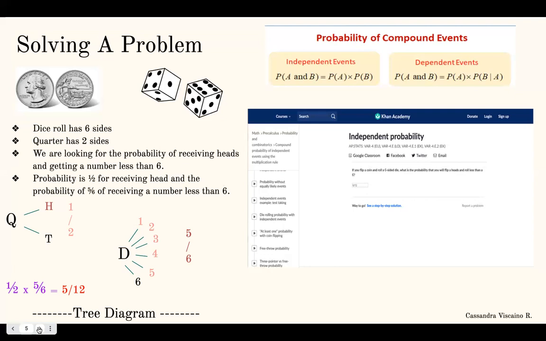So now we're going to use our independent events equation, which is the probability of A multiplied by B. So how we represent that would be 1/2 times 5/6. So we would multiply 1 times 5, which is 5, and 2 times 6, which is 12. So our probability of receiving heads and a number less than 6 is 5/12.